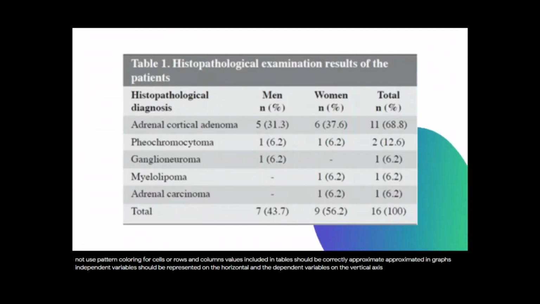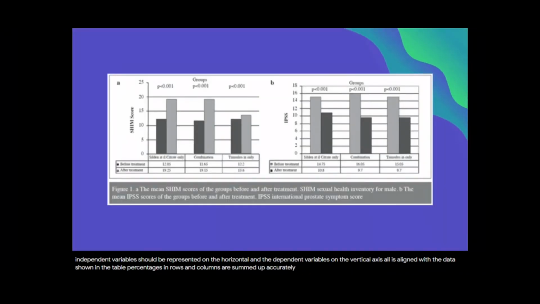In this table, the title is aligned with the data shown in the table. Percentages in rows and columns are summed up accurately. Most of the readers primarily look at the figures and graphs rather than reading lots of pages. Selection of appropriate types of graphs for demonstration of data is a critical decision which requires researchers' meticulousness. In this graph, the researcher combined two non-textual elements to depict a comprehensive comparison of two variables.